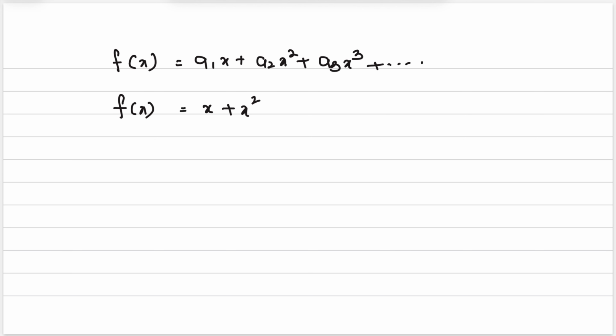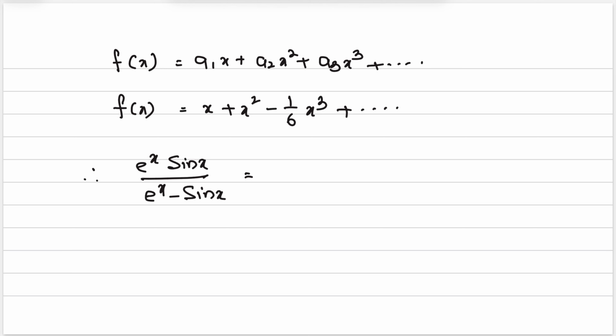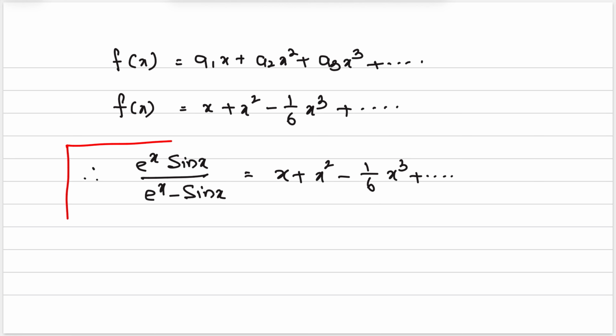Do you agree? Now, from this what we have got is function x is equal to a1x plus a2x square plus a3x cube plus so on. That will be written as function x is equal to, a1 is equal to 1, that means x plus x square, a2 is 1, minus 1 by 6 x cube plus so on. Therefore, e to the power of x into sin x by e to the power of x minus sin x is equal to x plus x square minus 1 by 6 into x cube plus so and so. This is the answer.